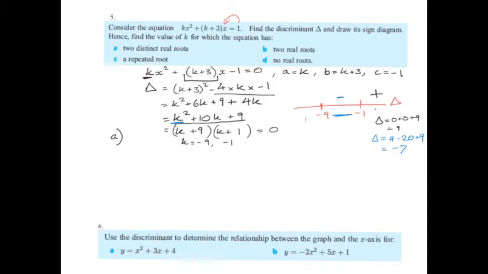And now I want to choose a k value on this side of -9. So for instance, -10. Now, I'll just show you, it's easier actually to sub it in this one because -10 plus 9, well, that's -1 here. And -10 plus 1 is -9. So -1 times -9 is a positive, so I get a positive value there. So, that's my sign diagram. So now we think about question A.